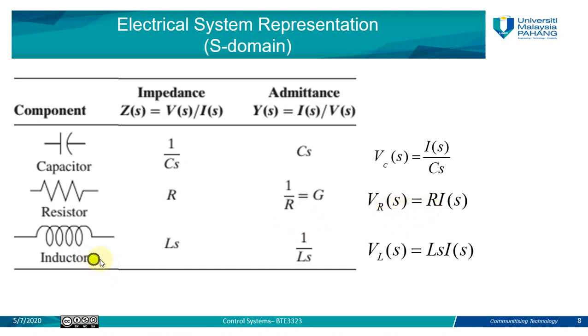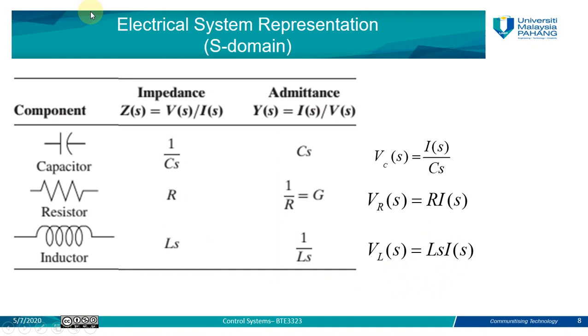In the case of the inductor here, the reactance of the inductor, XL, is equal to LS. Instead of j omega L that we had in circuit analysis 2, now it is equal to LS. So the j omega is replaced by the operator S. Okay, and the admittance Ys is equal to 1 over LS. The voltage is the same way: VLs is equal to XL times Is, or LS times Is.